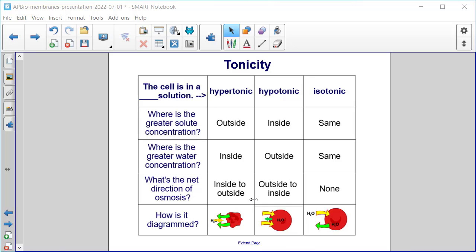If the cell is in a solution that is isotonic, that means there is no greater solute or greater water concentration. They're the same, both inside and outside of the cell. And there is no net direction of the water. Water is equally flowing in and out of the cell.